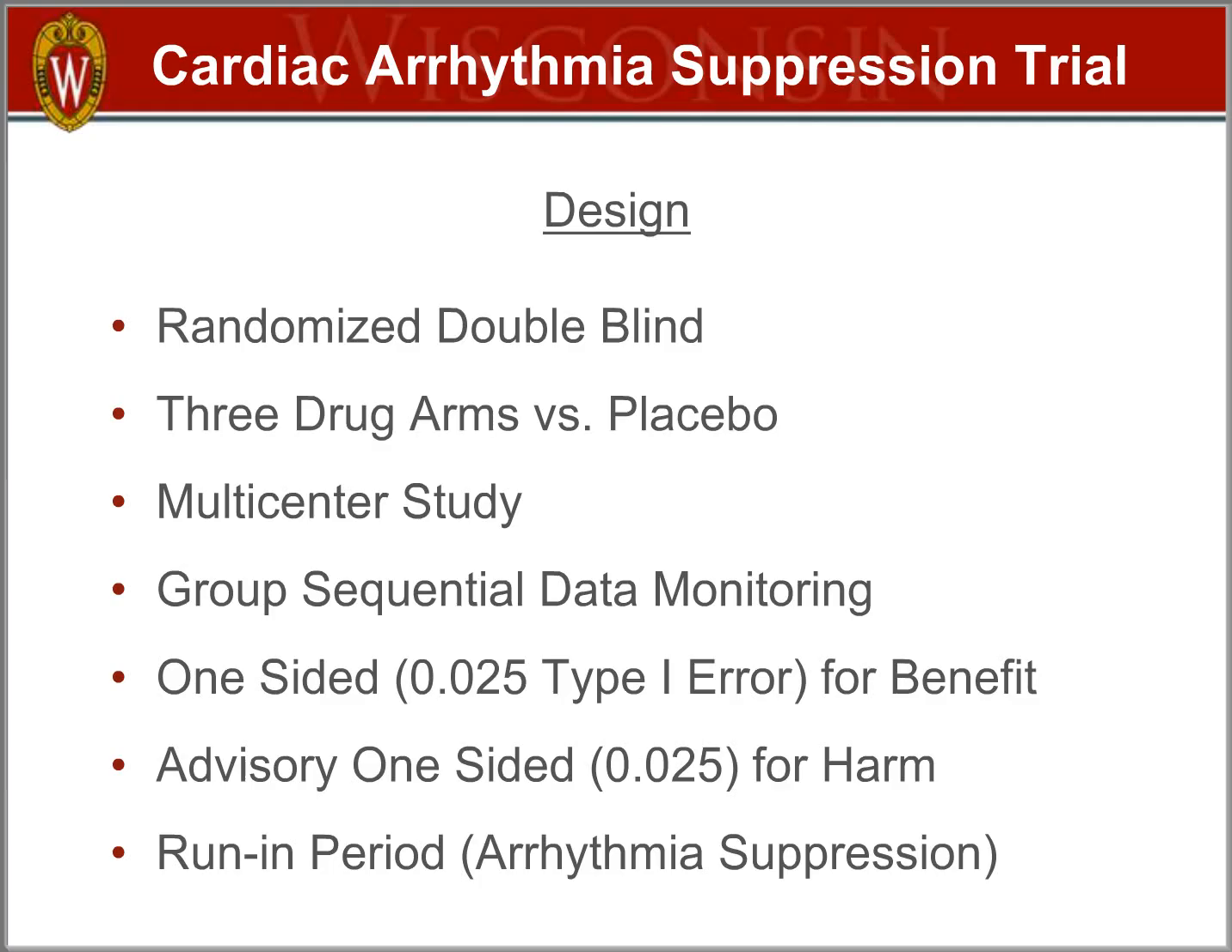So there was a one-sided test for benefit at the p-value of 0.025, and we used an advisory one-sided boundary for harm, 0.025. There was a run-in period. In order to qualify for the trial, you had to go in for a small period where you were on a known antiarrhythmic drug, and we checked whether your arrhythmias were suppressed. If you passed that test, you were eligible for the trial to be randomized to one of the 4 arms.